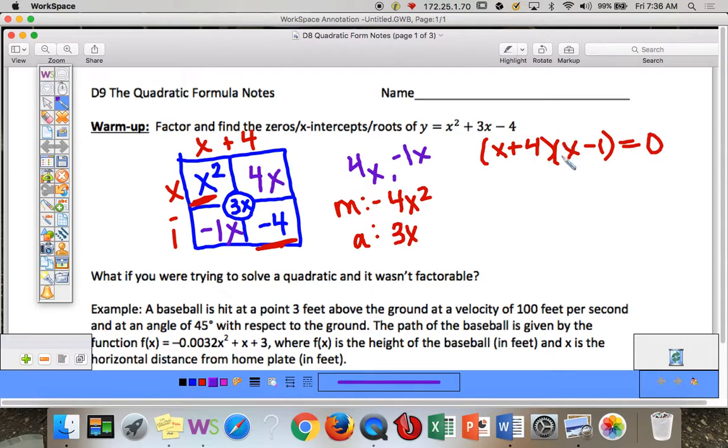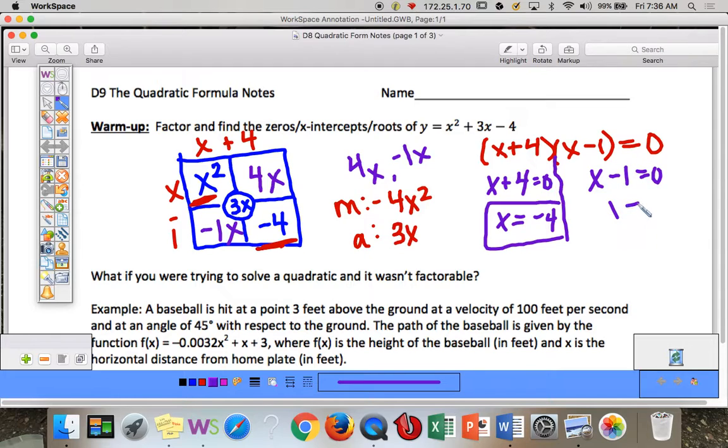And we learned the zero product property says if one of these factors is 0, then when we multiply, the whole thing's 0. So what makes x plus 4 equal 0? Well, that's negative 4. So here's one of the zeros, also called x-intercepts or roots. We also could set x minus 1 equal to 0, and we would get x equals 1. So if we plug in either negative 4 or 1, we're going to get a 0 here, and those would be the roots or the zeros of our quadratic.